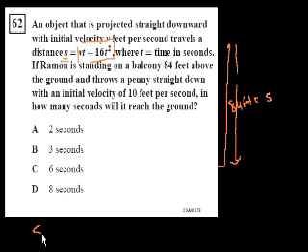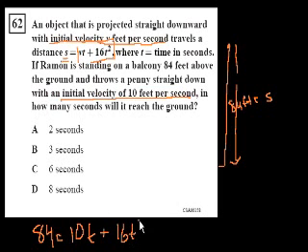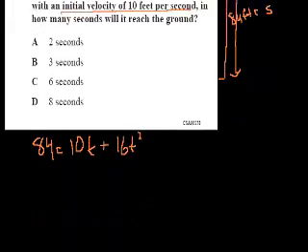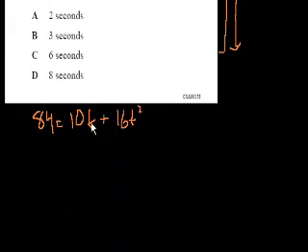So we say 84 is equal to your initial velocity times time, and your initial velocity is 10 feet per second. Everything is in feet. So 10 feet per second times time. I just substituted what they gave us, 10 for v, plus 16t squared. And now I just solve this quadratic. That is a t right there.